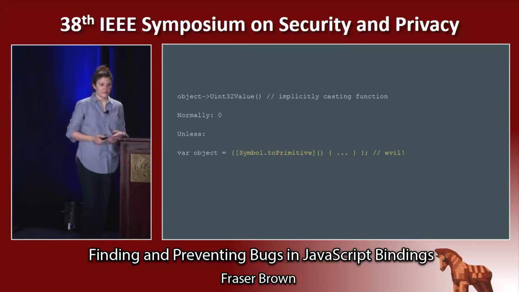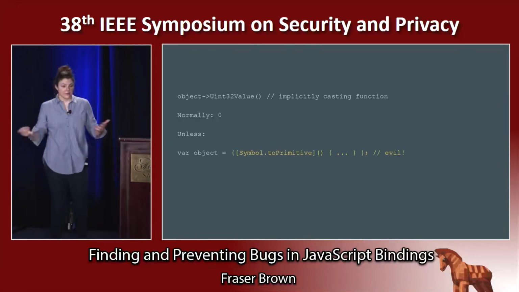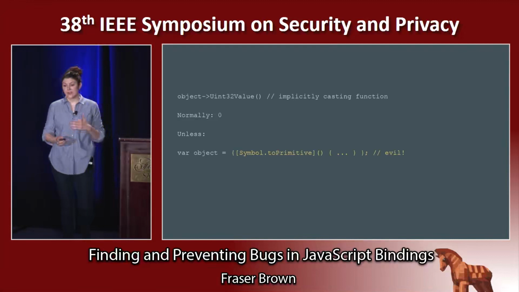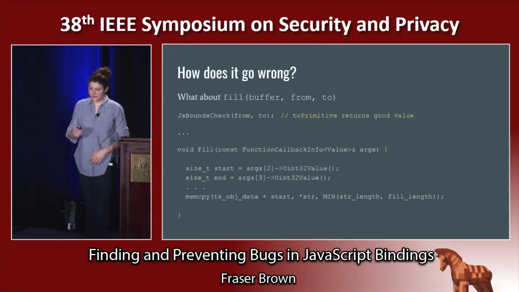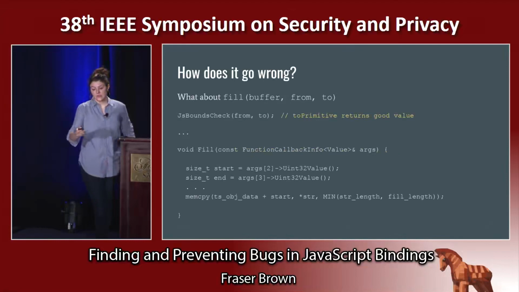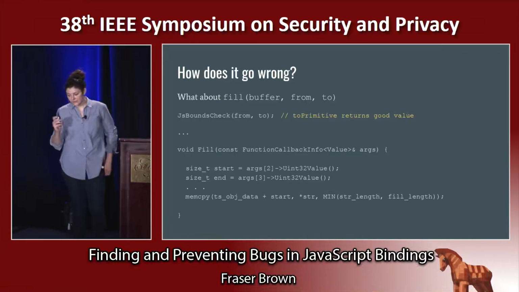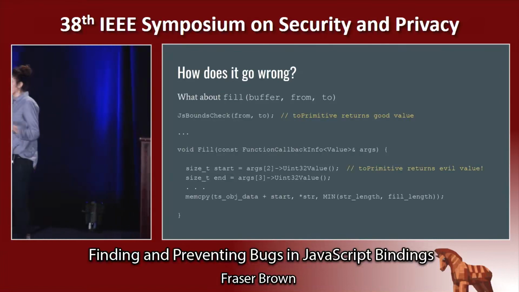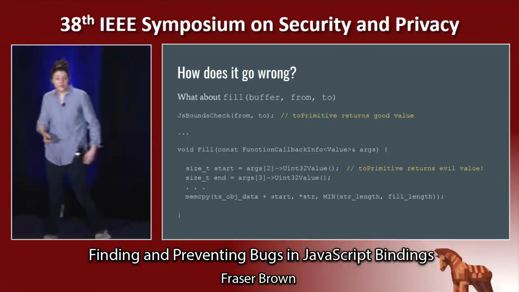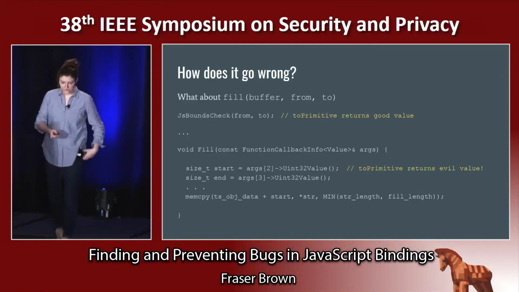So if you have toPrimitive return 3, uint32 value is going to return 3. Similar with 5, or you can make it return something different every time. And that's what we're going to do. So the first time toPrimitive is called in this JavaScript bounds check, we're going to return a good value, something in the bounds of the buffer. The second time it's called down here, though, we're going to return an evil value, something that's outside of the bounds of the buffer, so that we can control the start location of that write of that memcpy.